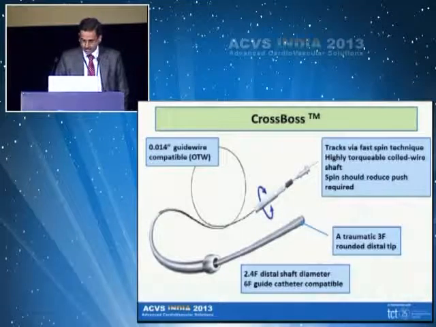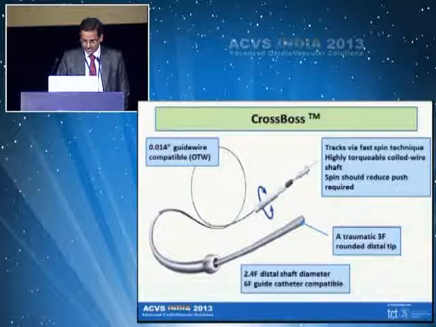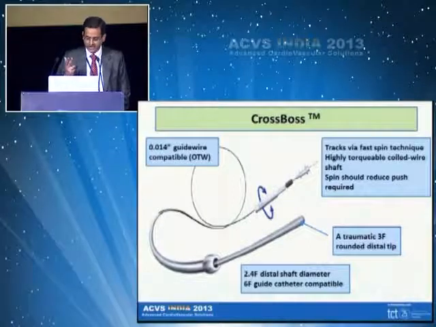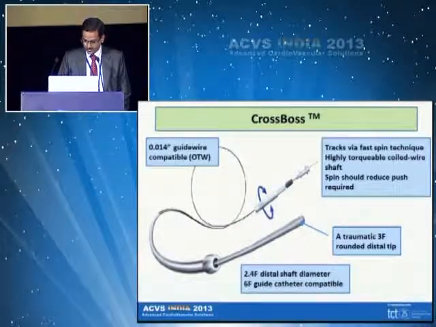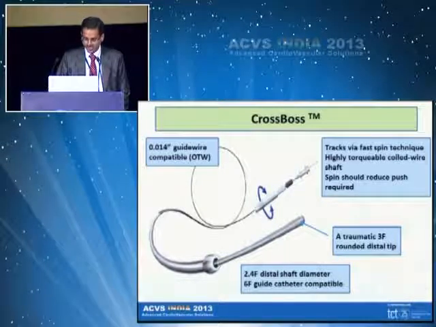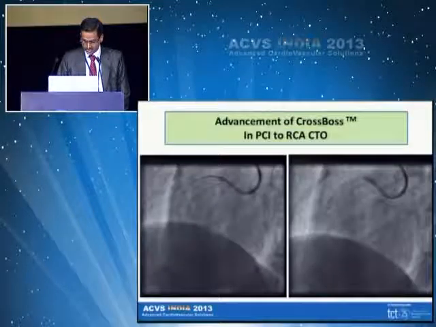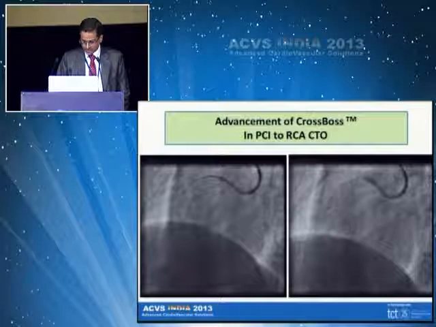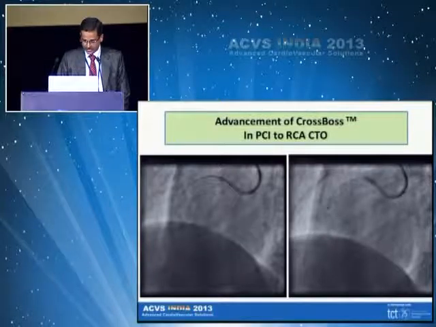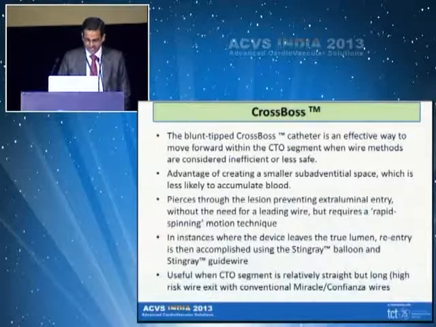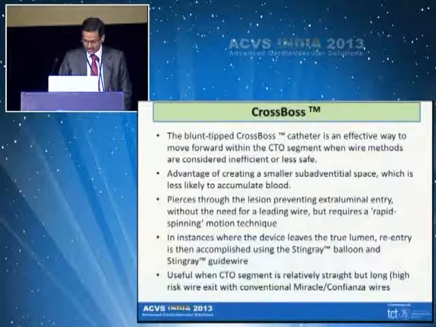A little bit about the Crossboss catheter. It's still to be approved in India, but it's a technique where it's a blunt catheter which we need to spin rapidly rather than pushing it, and find a true to true passage. Many a times, almost 50 to 60% of the times, you are able to do it. In case you are not able to do it, if it stays in the subintimal passage, then you can use a Stingray balloon. Now what's a Stingray balloon?